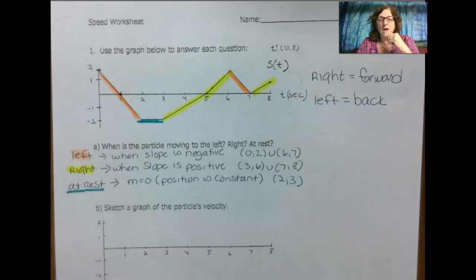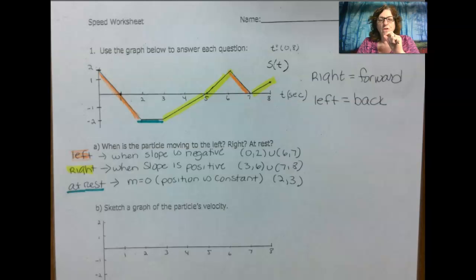The particle is at rest when my slope is equal to 0. That means the position is constant, and I would say from 2 to 3. Now, taking a look at this graph and my color coding, this is going to help us graph the velocity graph. The velocity graph consists of graphing the slopes over the different intervals here.